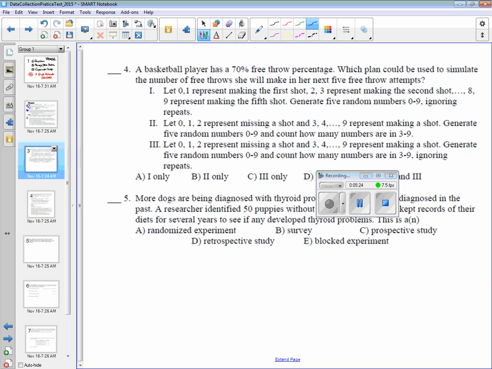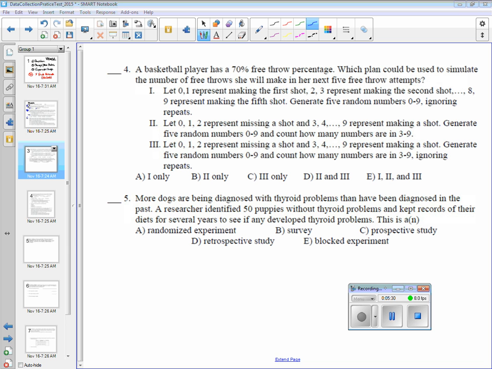All right, let's look at 4. A basketball player has 70% free throw shooting percentage. Definitely not Shaquille O'Neal. Okay. Which plan could be used to simulate the number of free throws she will make in her next 5 free throw attempts?